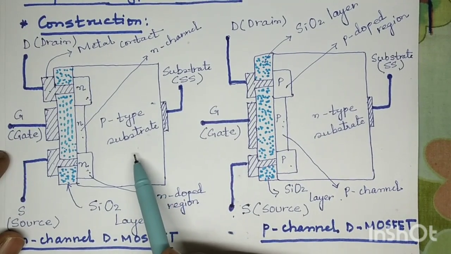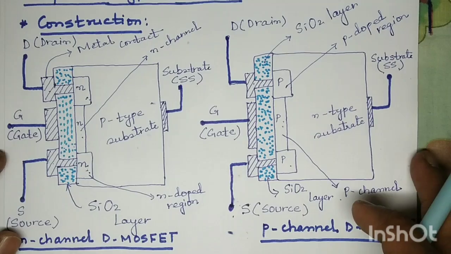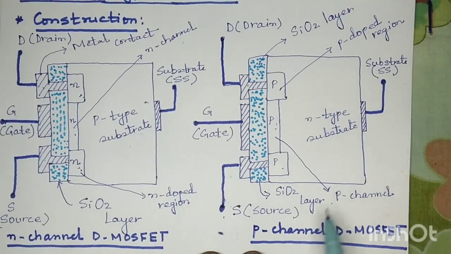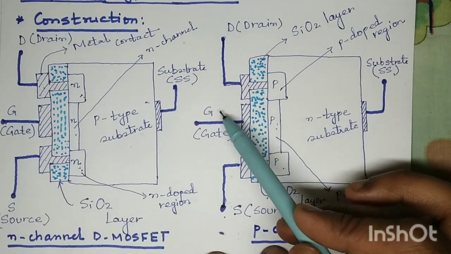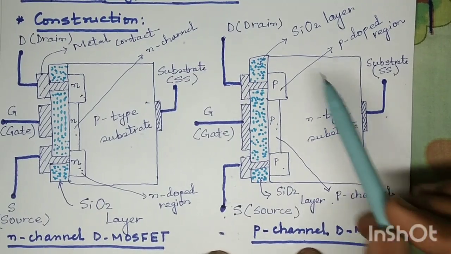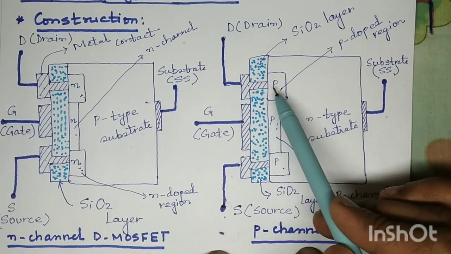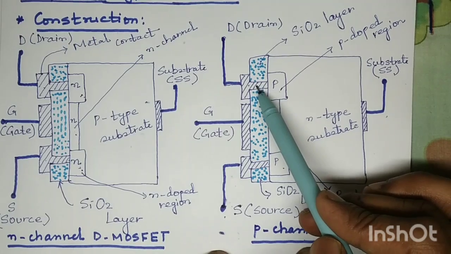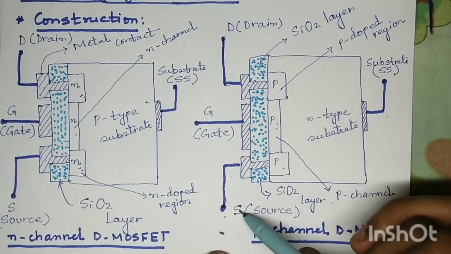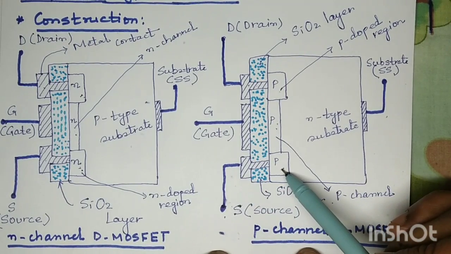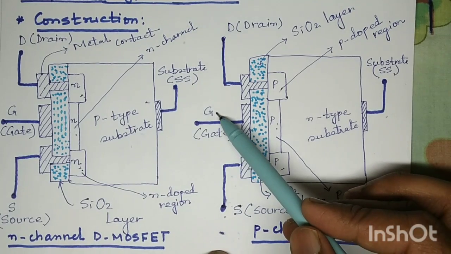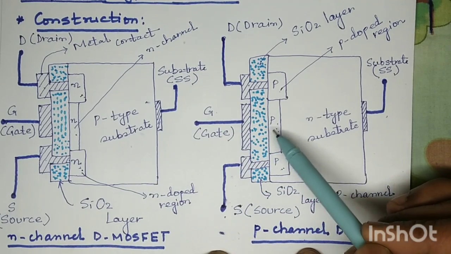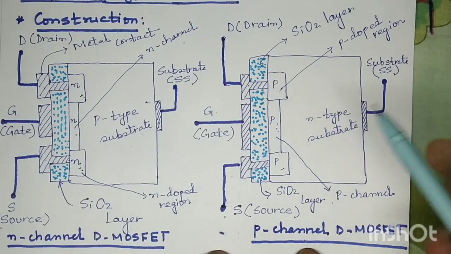We use the substrate as p-type semiconductor material. In case of p-channel MOSFET, it consists of 4 terminals: drain, gate, source and the substrate. Drain is connected to the p-doped region through this ohmic contact. Source is connected to the p-doped region through this ohmic contact, and gate remains insulated from this p channel due to the presence of the SiO2 layer.